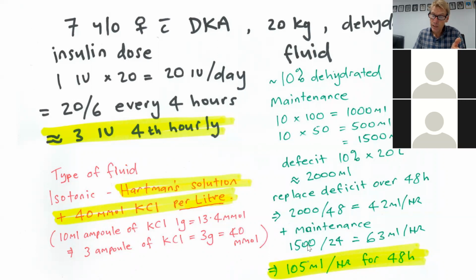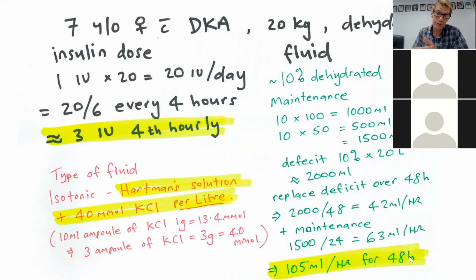So his maintenance fluid, you divide by 24. 1,500 mils over 24 hours, you get 63. And his deficit is 2 litres divided by 48, so 2 days, is 42. The reason to go through this sort of calculation is that it often surprises people just how much volume a child requires. This is a 20-kilo child, but he needs 105 mils per hour for 48 hours to replace his deficit and to correct his dehydration.